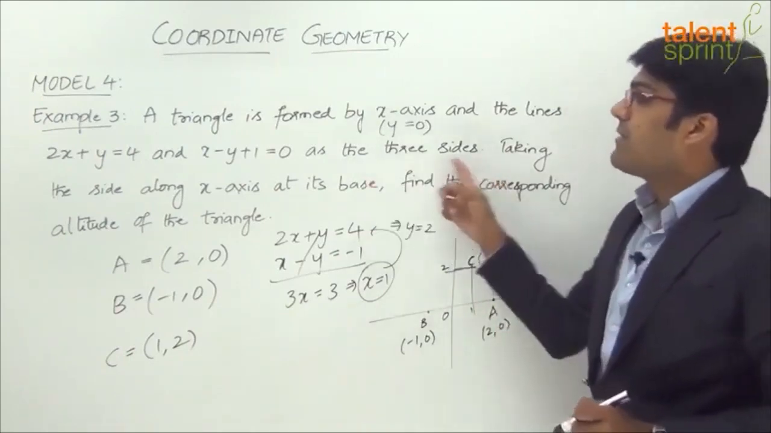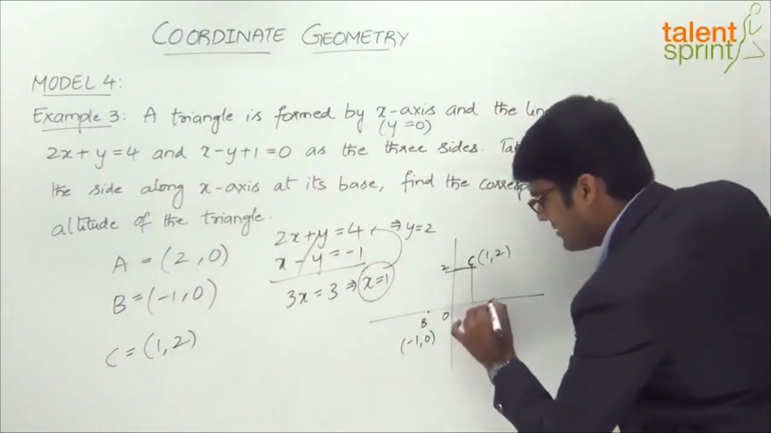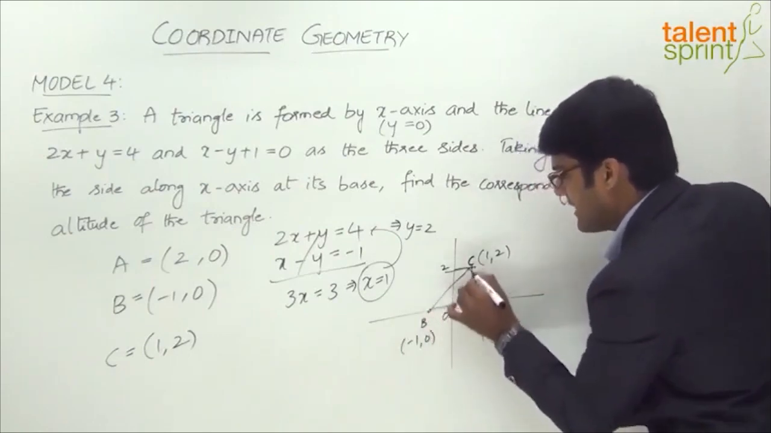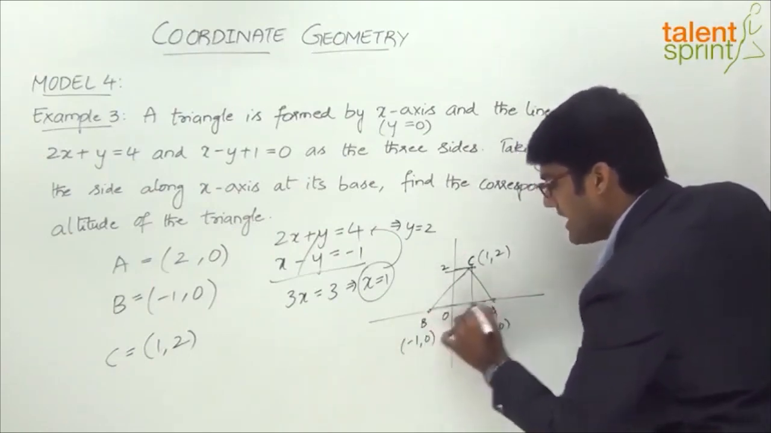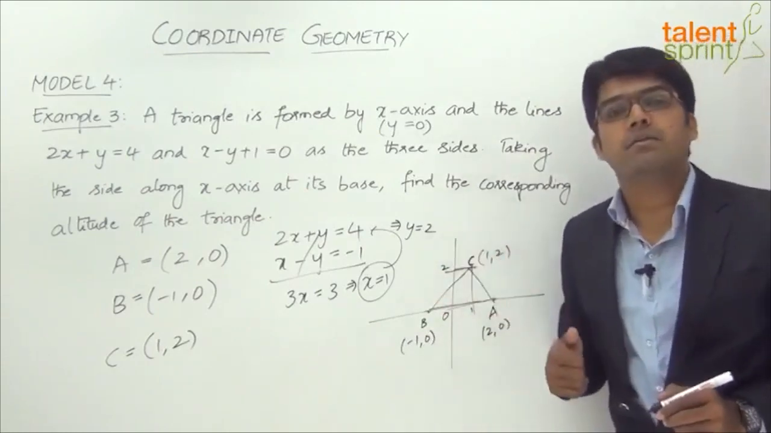The question says we have to consider the x-axis as the base. What is x-axis? This is x-axis. So this should be base. AB should be the base. First let's draw the triangle. This is how the triangle looks like, right? A, B and C. Now AB is the base. X-axis is the base. Find the corresponding altitude of the triangle.